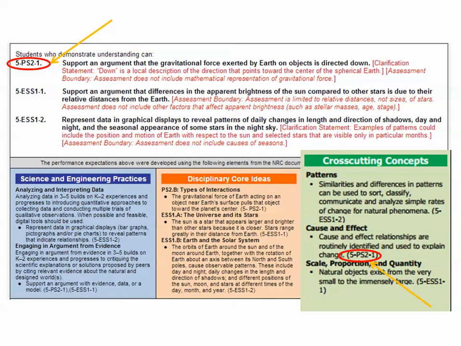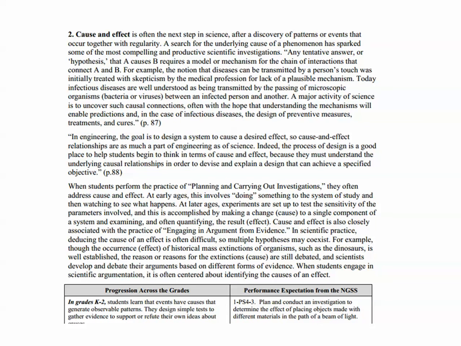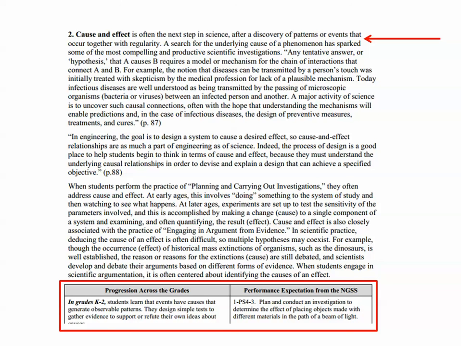Another thing that's important to do is to take a look at the cross-cutting concepts. In this case, for 5-PS2-1 it is cause and effect. So again, I'm going to go back to this appendix and click on cross-cutting concepts. The second cross-cutting concept that they look at is cause and effect. Again, there's an explanation of what this is, and then underneath, there is a progression across the grades, and it shows me where those are used with which performance expectation and how student thinking is going to grow along with the students.